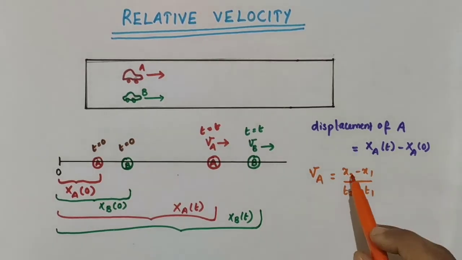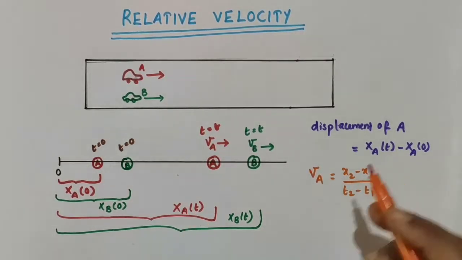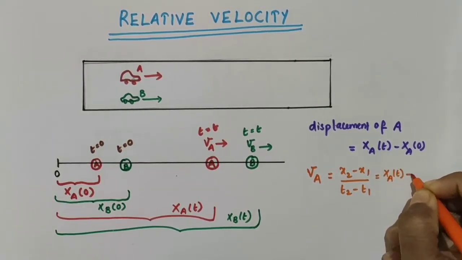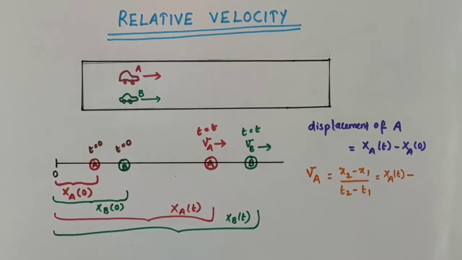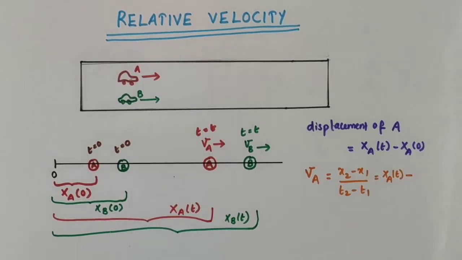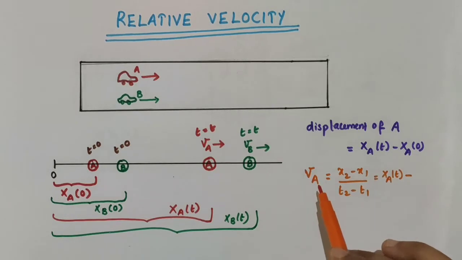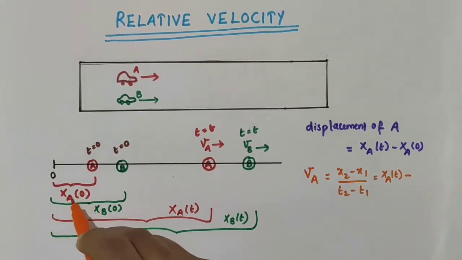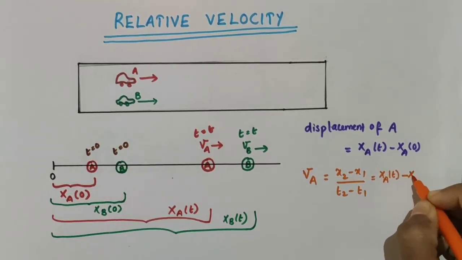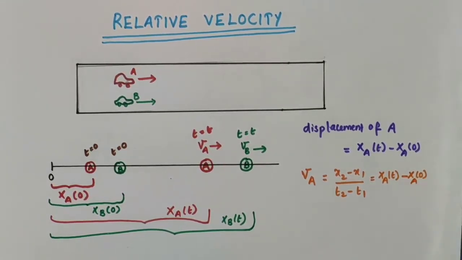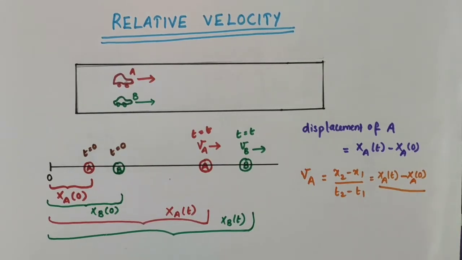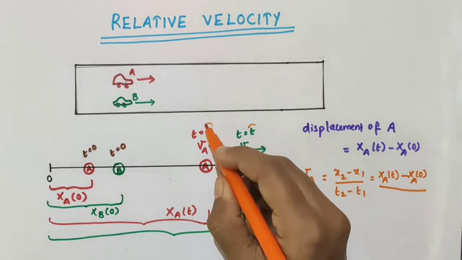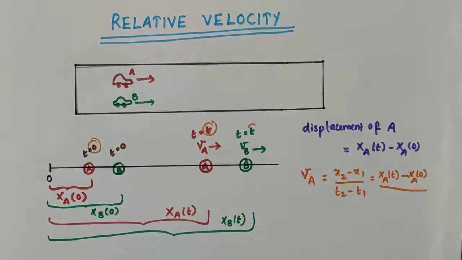Here, what is that x2, the final position of A? xA of t. So we can write it as xA of t minus x1, where x1 is the initial position of A, because we are writing the expression for the average velocity of the object A. Okay, so the initial position with respect to the origin is xA of 0. So xA of 0 divided by t2 minus t1. That is, t2 is t.